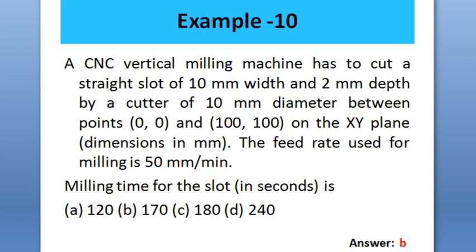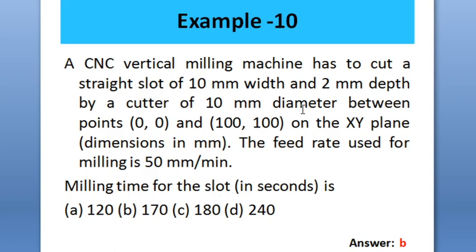This is example problem 10. Here we use some calculation. A CNC vertical machine VMC has to cut a straight slot of 10 mm width and 2 mm depth by a cutter of 10 mm diameter between the points 0, 0 and 100, 100 on the XY plane. Dimensions in millimeter. The feed rate used is 50 mm per minute. The slot dimensions are 10 and 2, using a 10 mm diameter cutter.